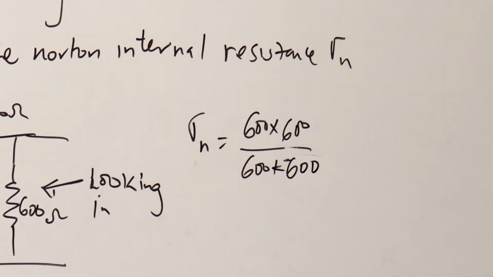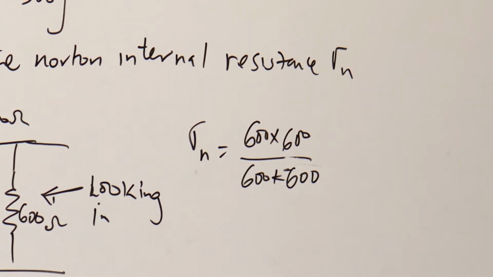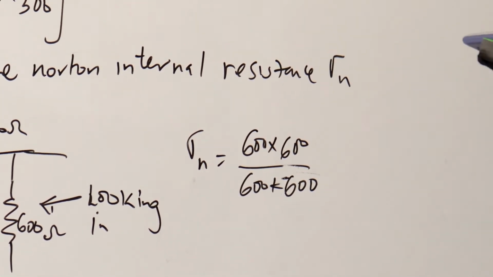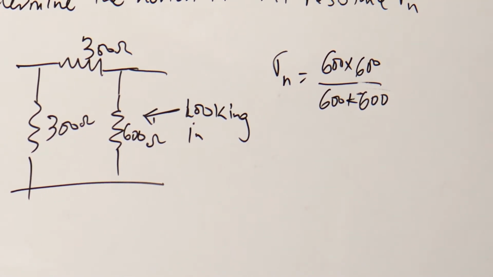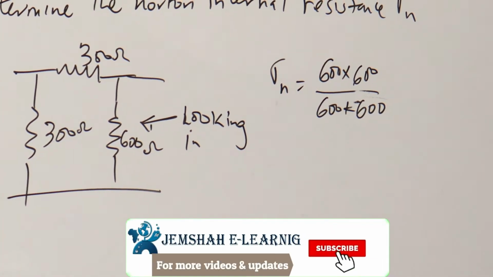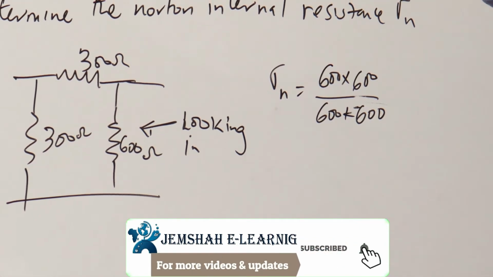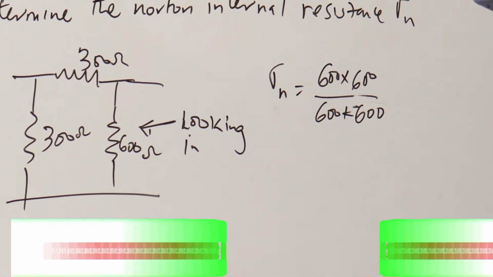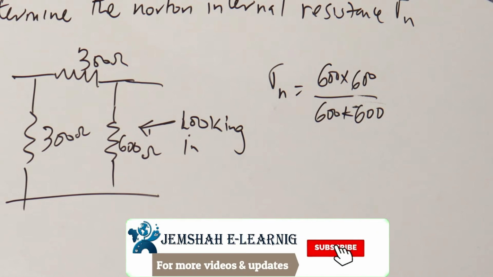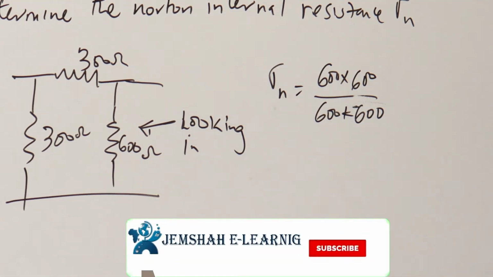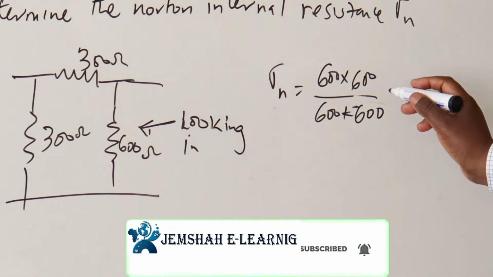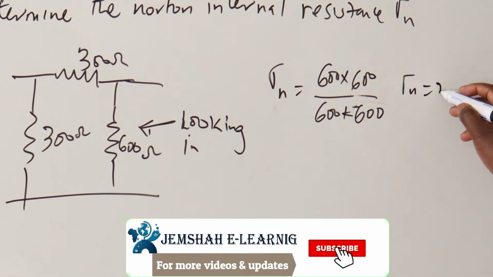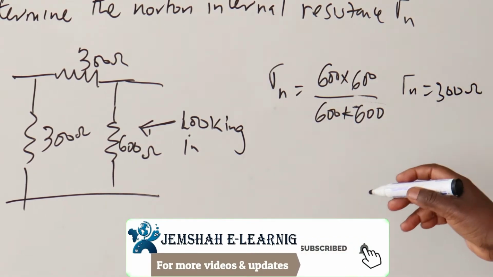We take our calculator. That is 600 times 600 divided by 1200. We shall have our answer as 300 ohms, R of N as 300 ohms.